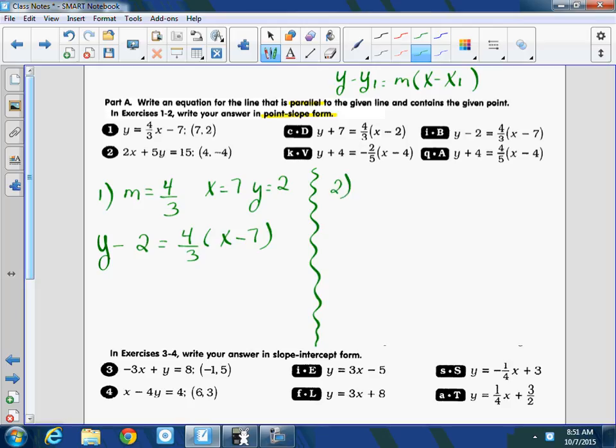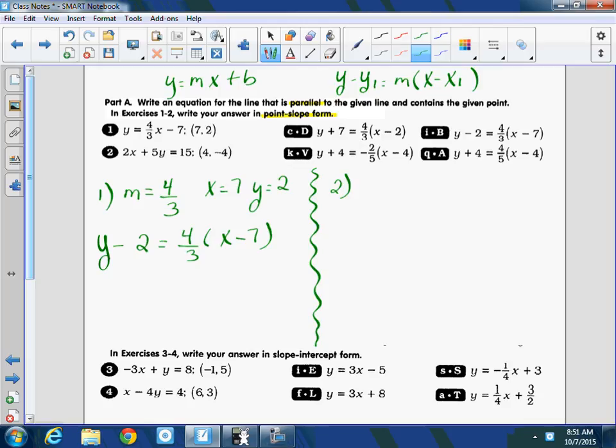Alright, for number 2, we're going to have to do a little bit more work. Do you have the slope for number 2? No. So the first thing that you need to do is what? How do you find the slope? Slope intercept form, which would be what? Y equals mx plus b.